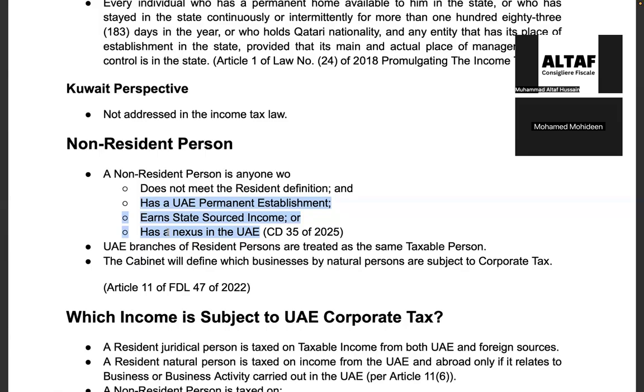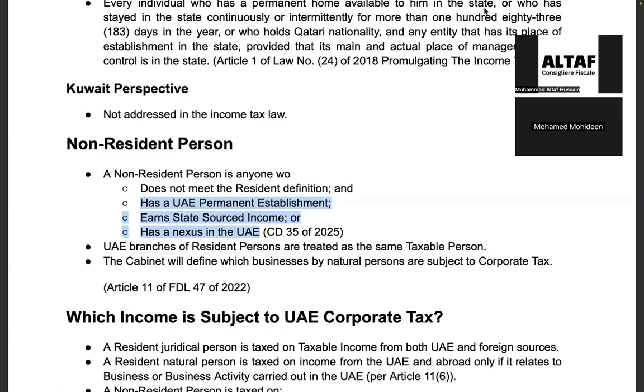Now, if we know this default rule, then the second question we should be asking ourselves is, what shapes or what forms can this taxable presence take? All forms, not only other forms, all forms. Why? Fundamentally, I'm talking about the taxable presence. Okay, I will not tell you that.